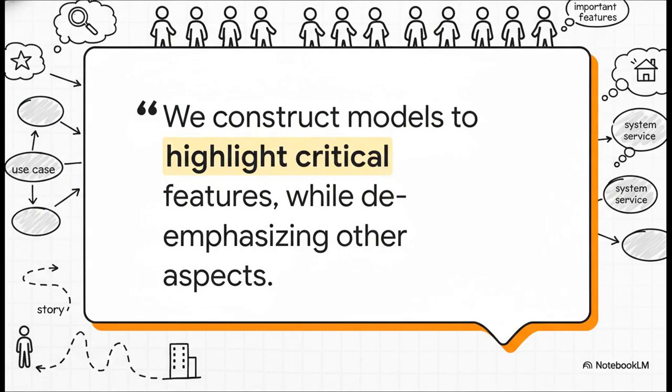And that's really the heart of it all. These diagrams aren't about capturing every single tiny detail. They're about creating a simple model that shines a light on what's most important, the stories of how a system actually helps the people who use it.